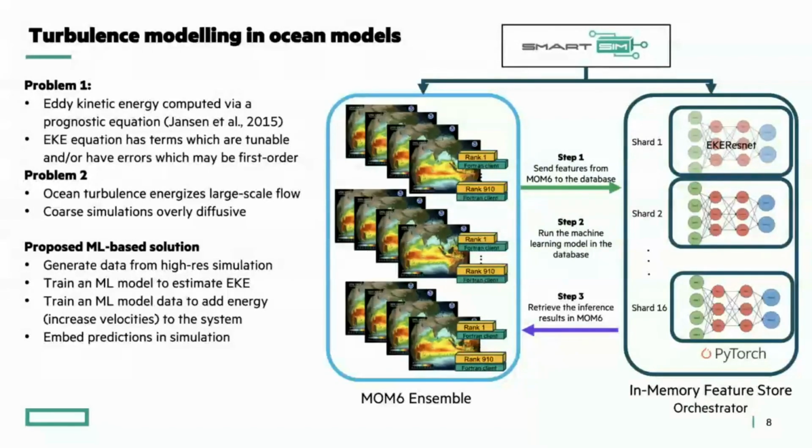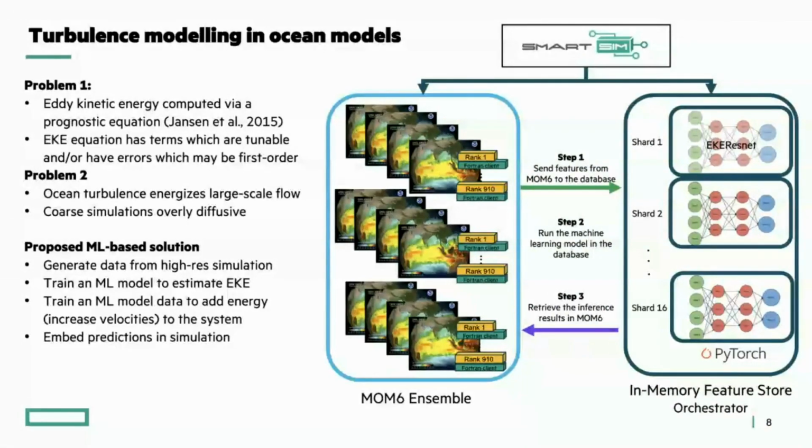and they're being sent to the database. And so that's what's represented on the right-hand side. There's this in-memory feature store, which can accept the data, and it's storing the pre-trained models that will predict EKE and these extra momentum terms. And one of the things that you can see on the right-hand side too is that this database can actually be distributed, right? So it can be scaled to match the load of the system itself.